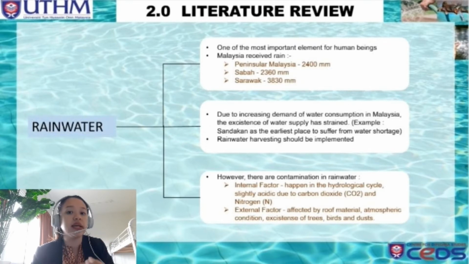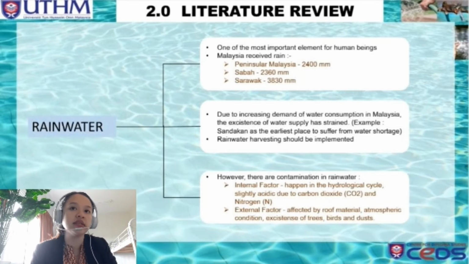But water should not be taken lightly because the water supply has become strained due to the increasing demand for water consumption in Malaysia, as mentioned before in the problem statement. That is why rainwater harvesting should be implemented in Malaysia to increase its water resources. Now, there is contamination in rainwater that should not be taken lightly. That is why a rainwater filter becomes very significant. One is an internal factor and the second is an external factor that will affect the rainwater itself.